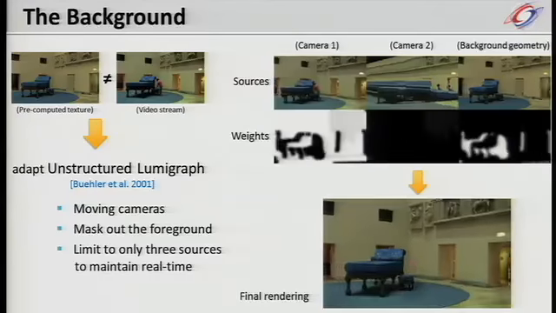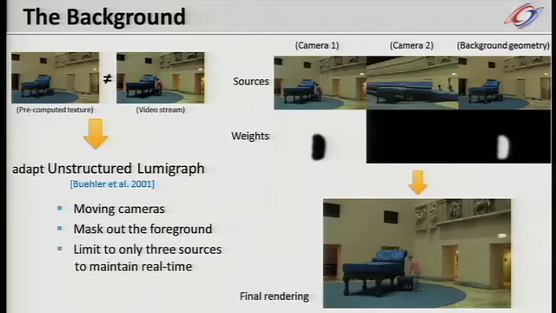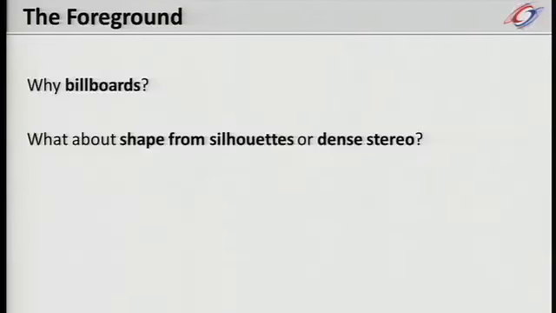Concerning the foreground instead, probably you're asking yourself, why are we still using simple billboards to model it? What about using shape from silhouette or dense stereo to get a more complete 3D model of the performer, of the foreground? So we apply shape from silhouette on this chainsaw juggler sequence, the one that you saw before, and this is what we obtain.